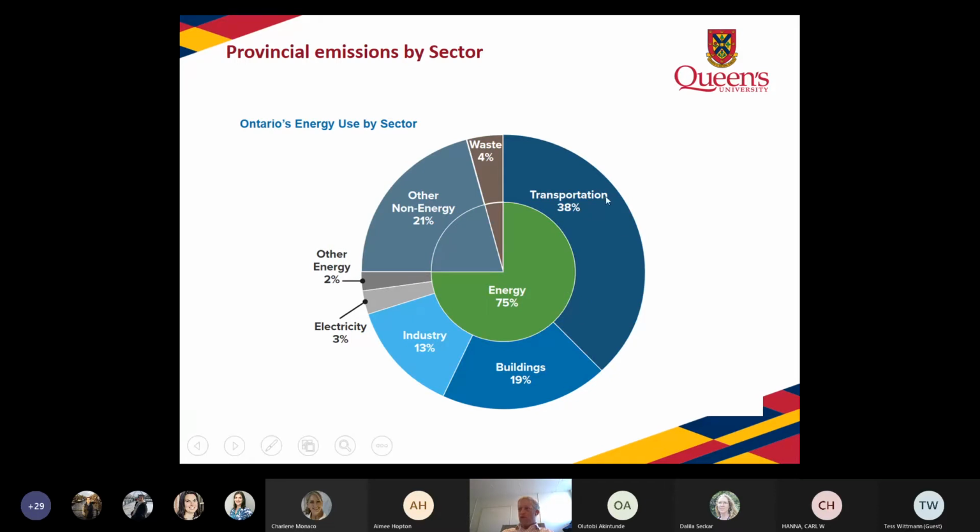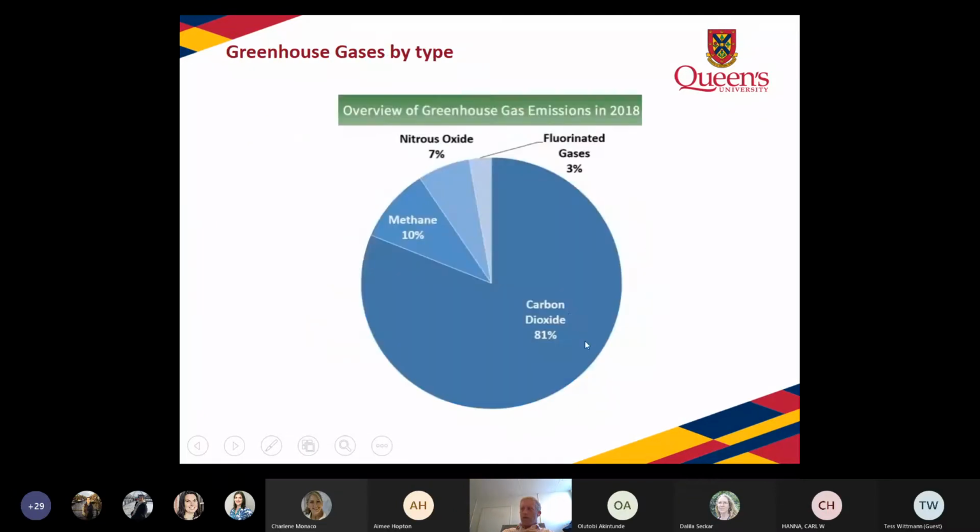I think this was the 2016 or 2017 emissions breakdown. So you can see 38% of the emissions in Ontario were actually generated through transportation. The next big percentage was buildings, and the next was industry. So, I'm going to go back to this slide here.